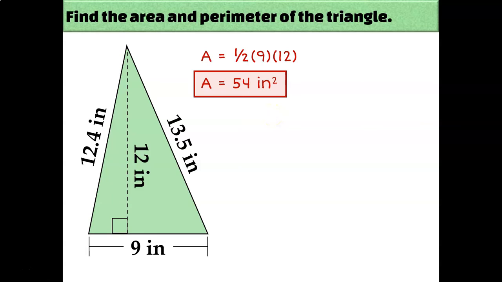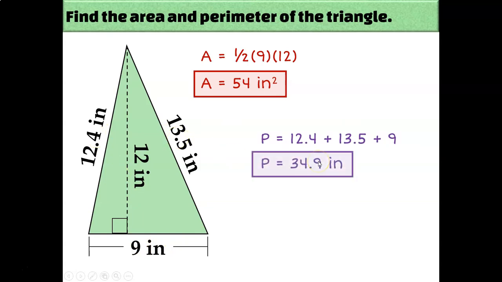However, this one will have a different perimeter, because this time we have side lengths of 9 and 12.4 and 13.5. So my total perimeter, when I add up all three of those numbers, would be 34.9.